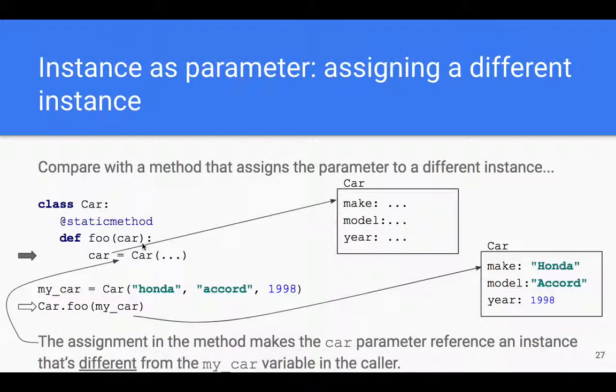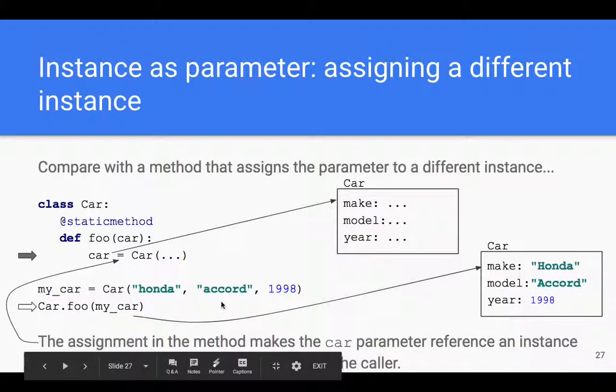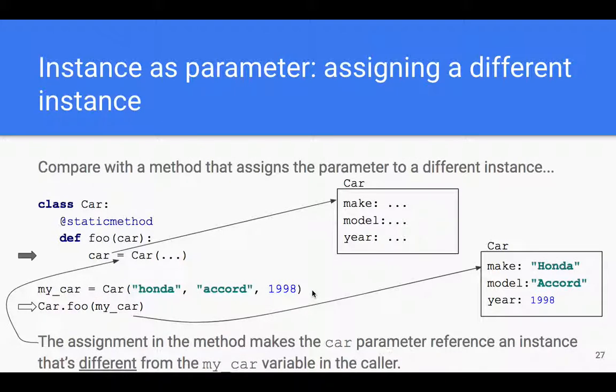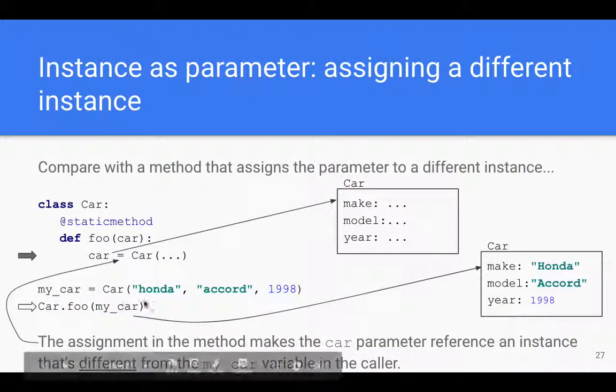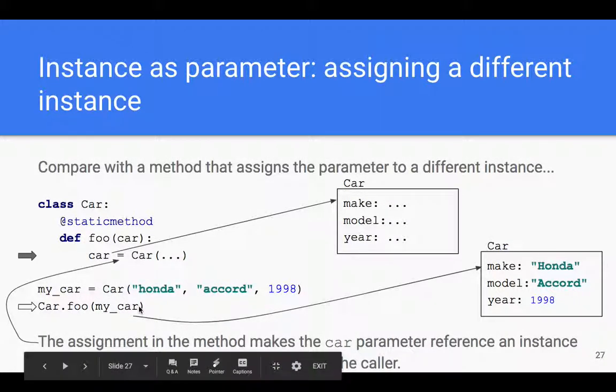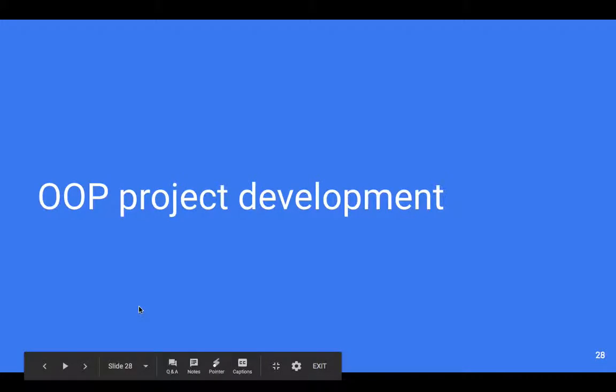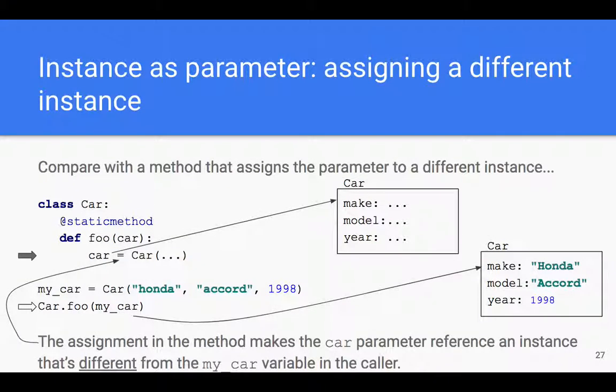So now the parameter car and the global variable my car are referencing two different instances. That's why whatever change we might make here is not going to be reflected back in the global my car. All right, so that's the end of this video.